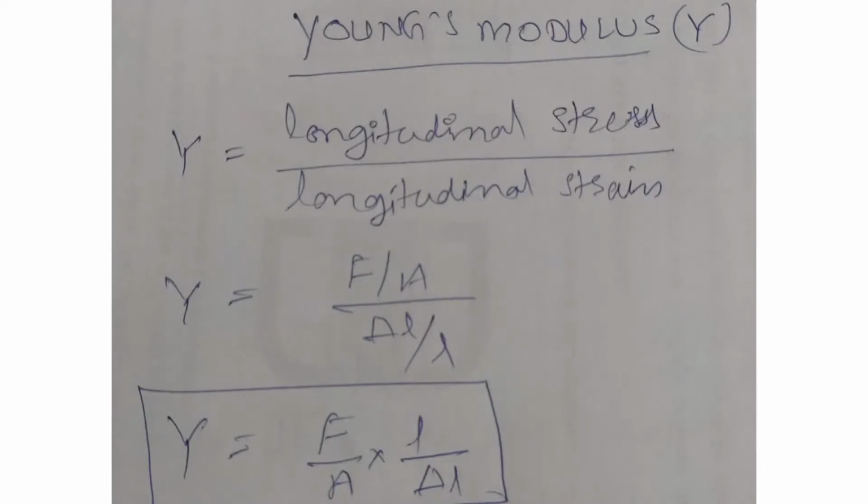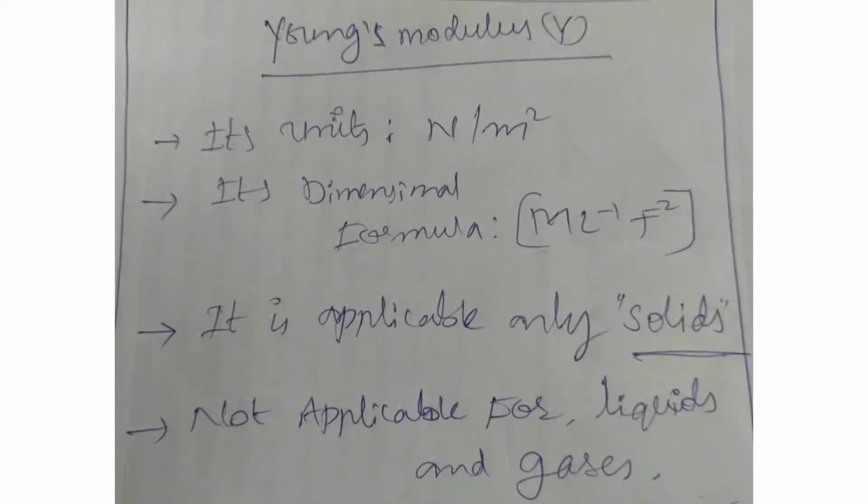First we define Young's modulus. Young's modulus is defined as the ratio of longitudinal stress to longitudinal strain, that is F by A divided by delta L by L. It means F by A into L by delta L. So Young's modulus Y is equal to F into L by A into delta L, and its SI units are Newton per meter square and CGS units are dyne per centimeter square.